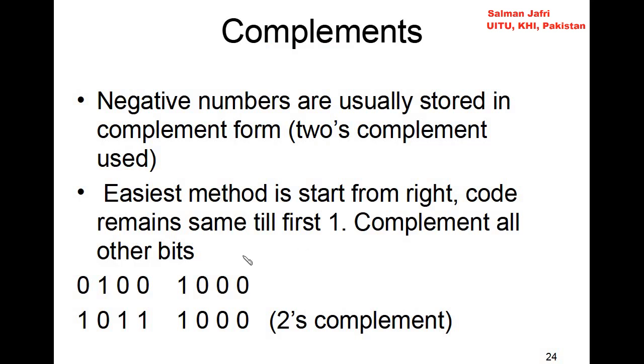To form the 2's complement, it is really easy. We start from the right and move towards the left. We copy all the bits as they are up to the first one we encounter, and after this digit we complement all the other digits. So 0 we copy as it is, 0 as it is, 0 as it is, first 1 as it is. Now all these bits are complemented because they are after this one. So 0 becomes 1, 0 becomes 1, 1 becomes 0, 0, 1. This is basically our 2's complement number.